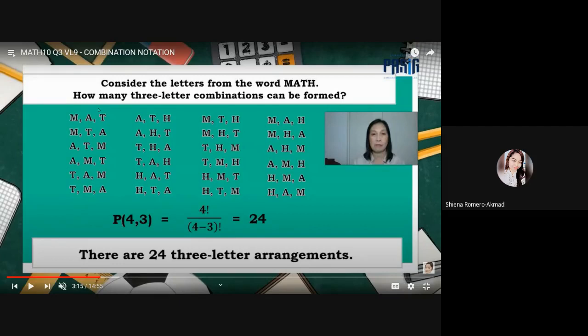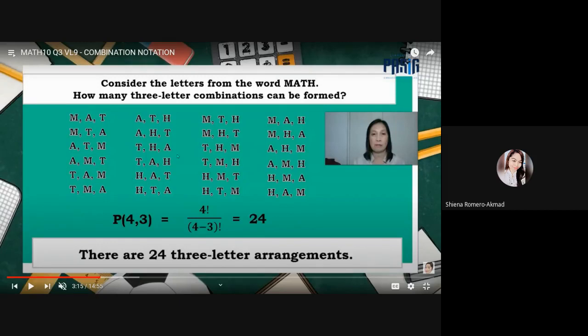What can you say about the first column? Only three letters. Just M and A and T lang yung ano niya. Doon lang po siya umiikot. If you notice the first column, the only letters you will see there are M, A, and T, right?